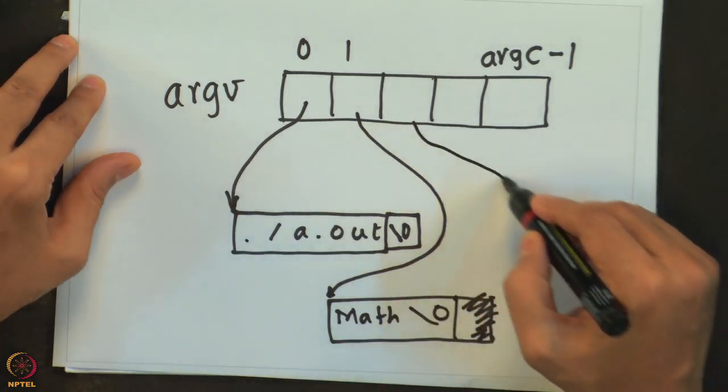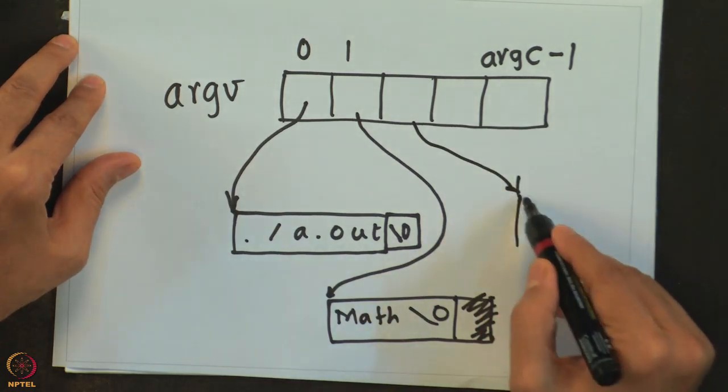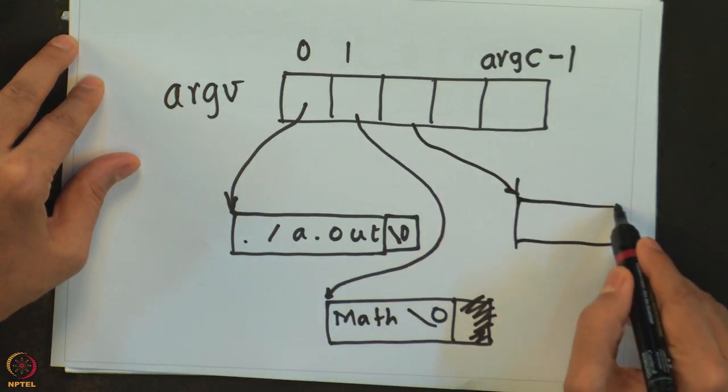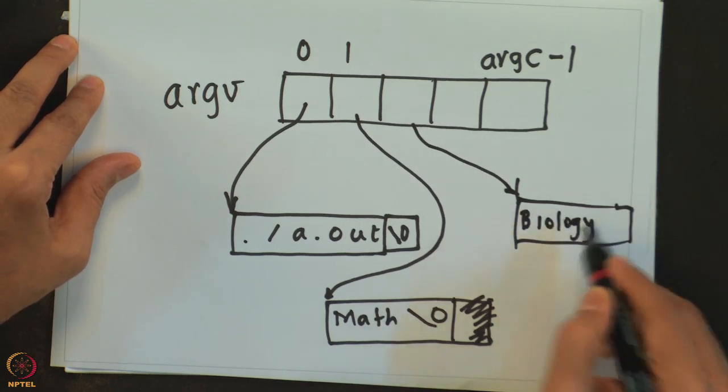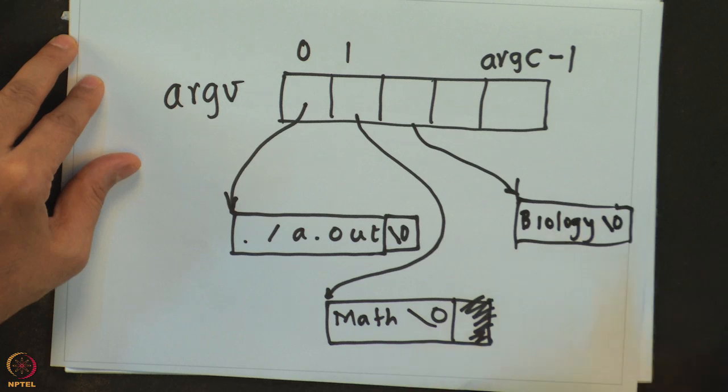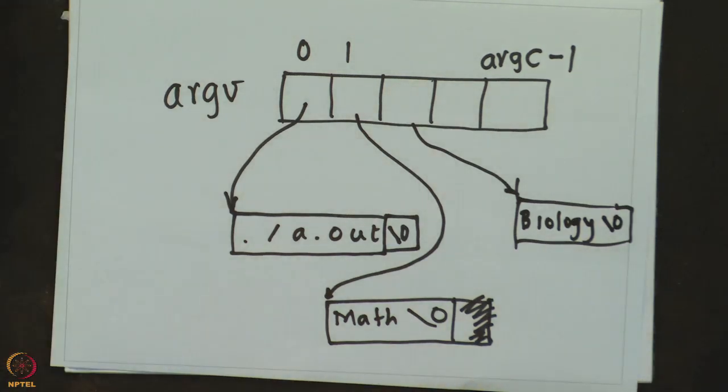And then maybe there was a biology also. So this points to another array, biology followed by the null character. So this is a complicated looking structure that is given to you.